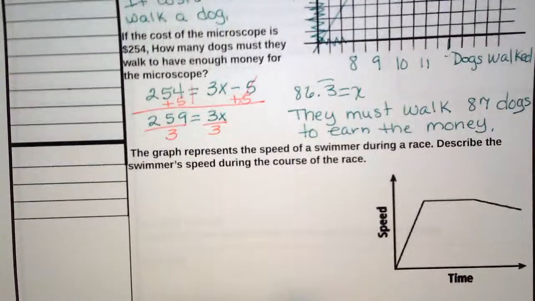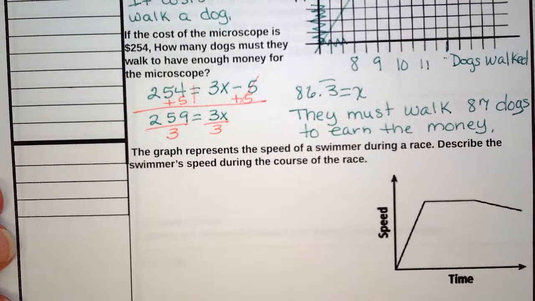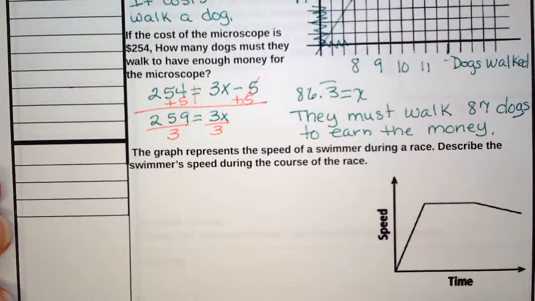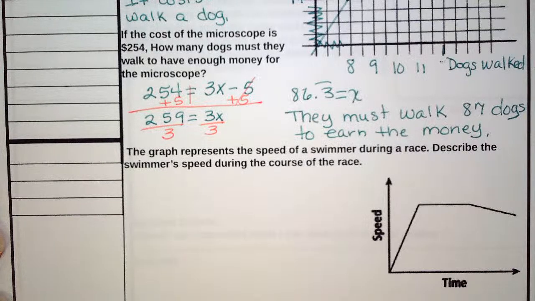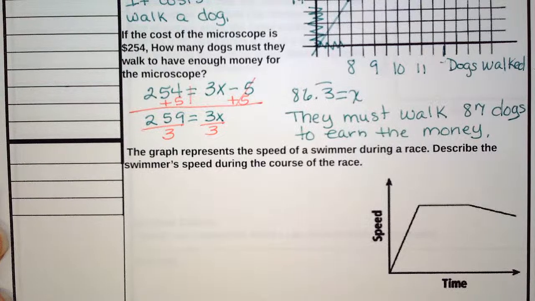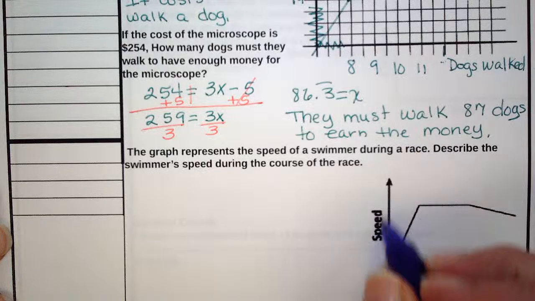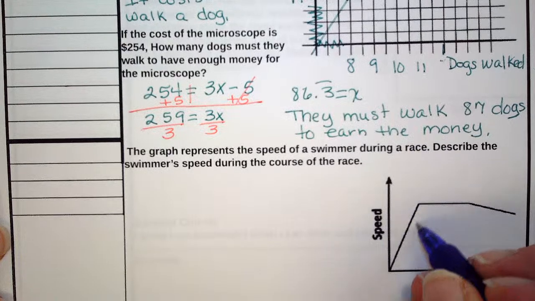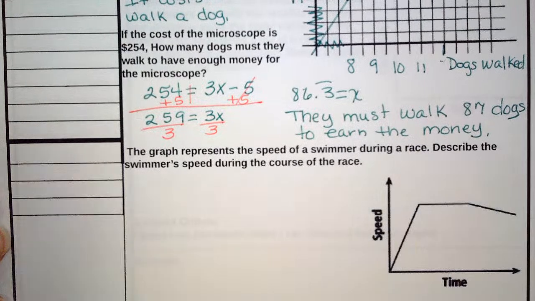Okay, so we're going to start interpreting what graphs mean. The graph here represents the speed of a swimmer during a race. Describe the swimmer's speed during the course of the race. Okay, stop and think. This is your time and this is your speed. What happens at the beginning?